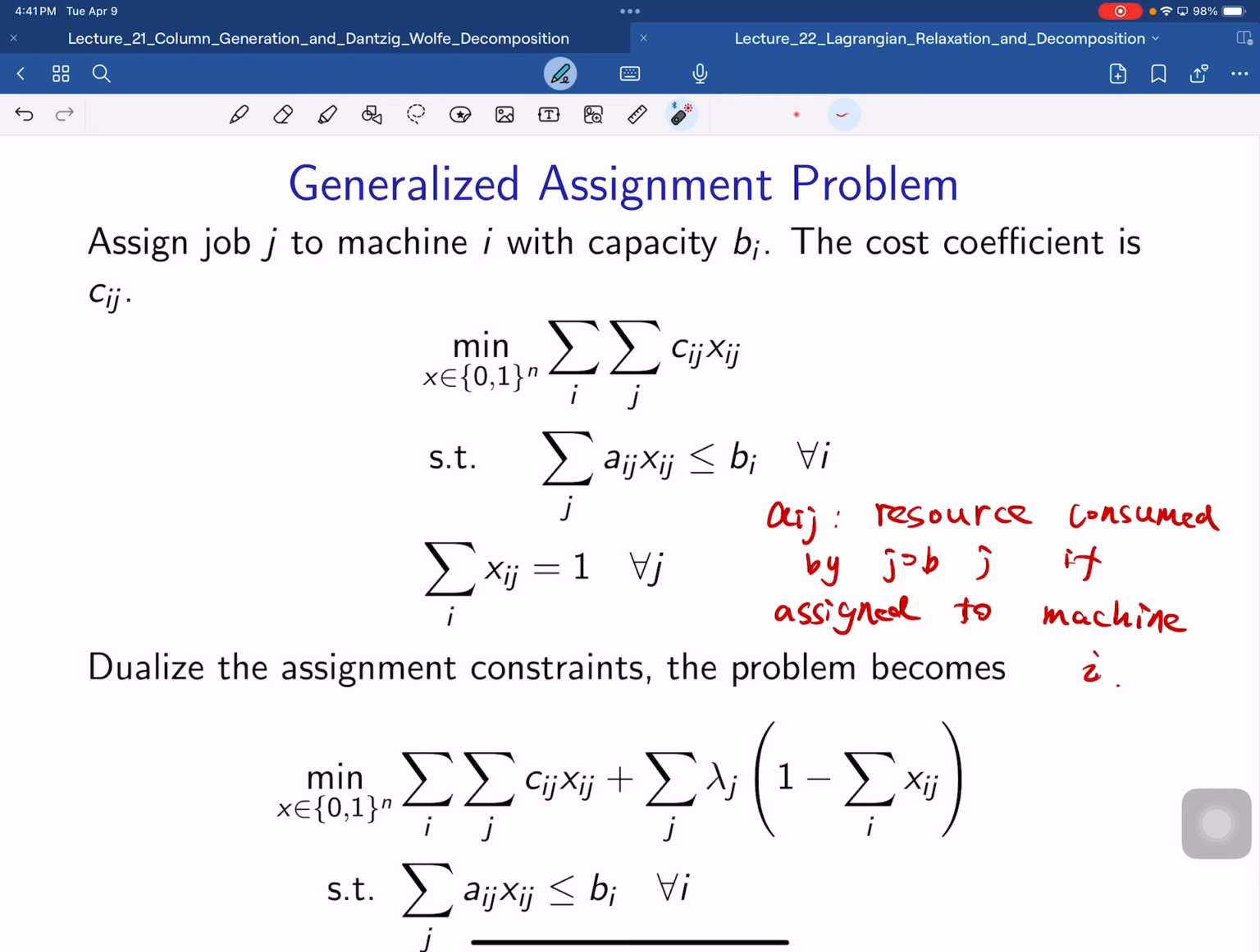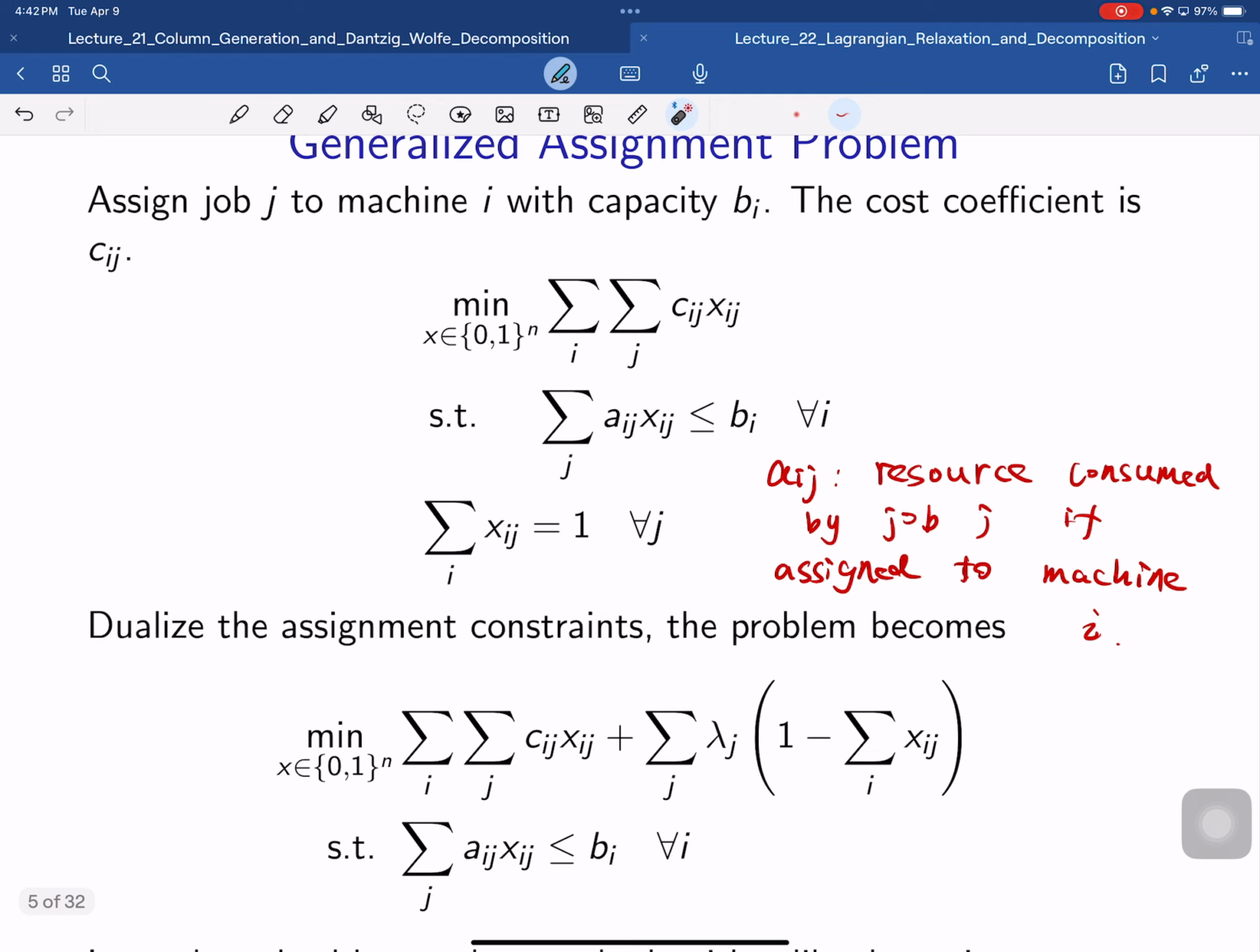Okay, and in the objective, we are minimizing the total cost of processing all the jobs, right? So you assume that if you assign job j to machine i, it will incur a fixed cost c_ij. Then you want to minimize the summation of all the fixed costs to assign job j to machine i. Okay, so this is a very simple problem with one assignment constraint and one capacity constraint.